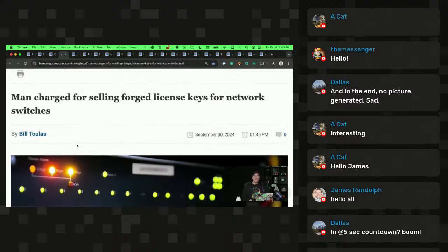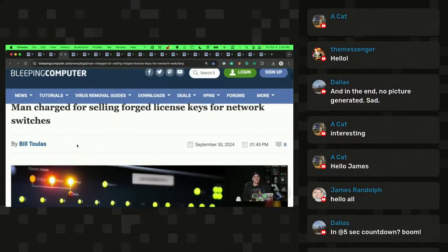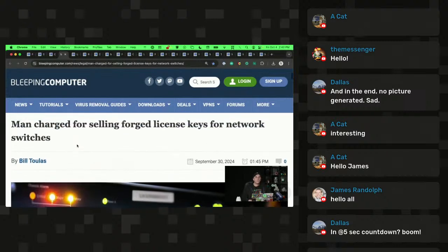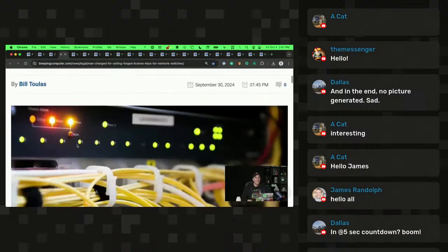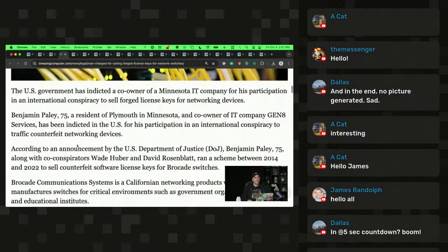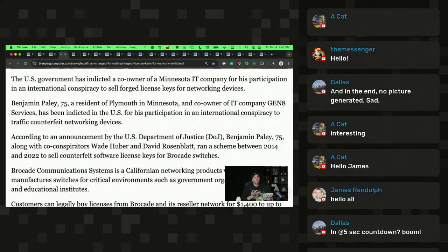Next up, this is kind of a crazy story. Somebody figured out how to generate licenses that allowed for all sorts of expanded access to the hardware that a company was selling. And these were very expensive routers that are designed for critical situations. So these are going to be used in government, all sorts of areas where they need super reliable, heavily tested hardware.